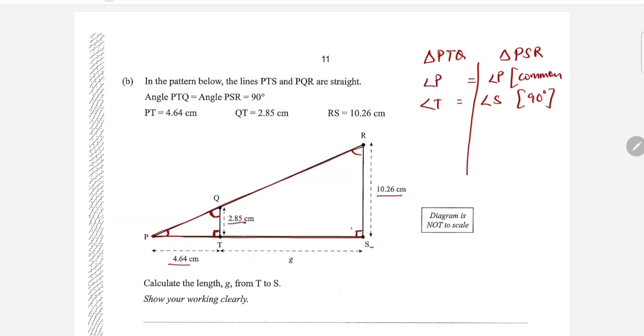Similarly, in the bigger one, 90, this is again 20 degrees or whatever angle that is. This will also give us 70, right? Then we can say angle Q is equal to angle R because of the angle sum property, which is the sum of all the angles in a triangle is 180 degrees.